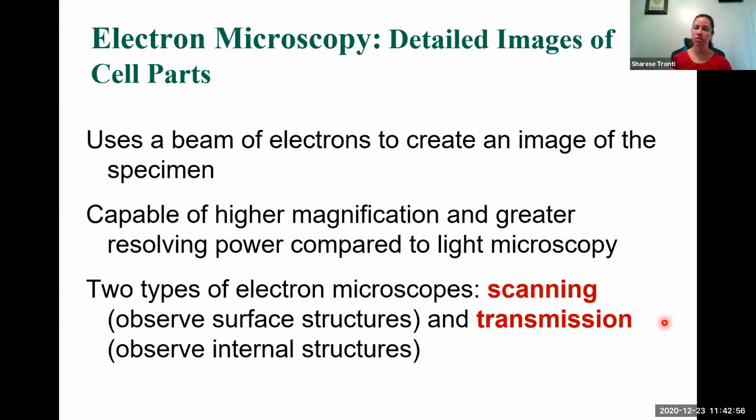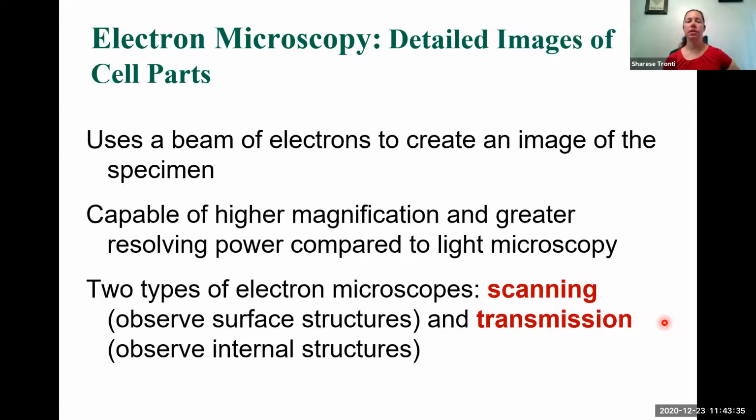So that was all light microscopy. And we're going to briefly touch on electron microscopy. Electron microscopy, instead of using light, now uses a beam of electrons to create an image of the specimen. Where this is useful is looking at much smaller things. You can look at DNA or viruses, anything that's smaller, because it has the capability to look at a higher magnification, and it also has a higher resolving power. So we can look at some of these smaller details as well.